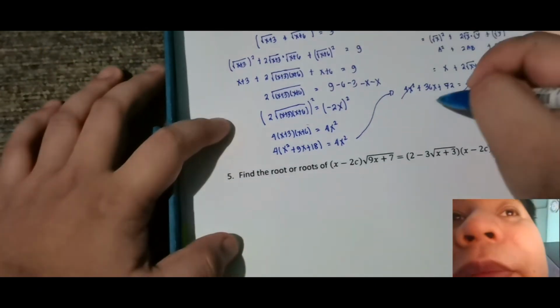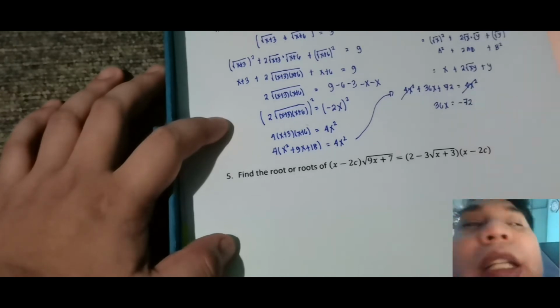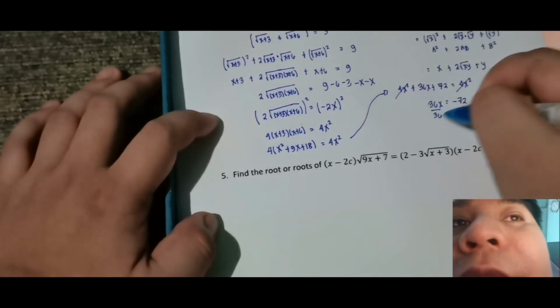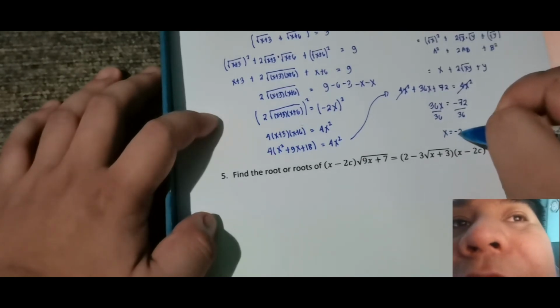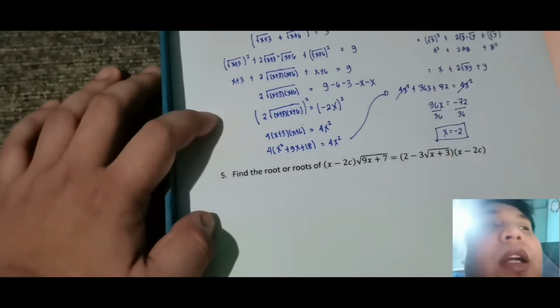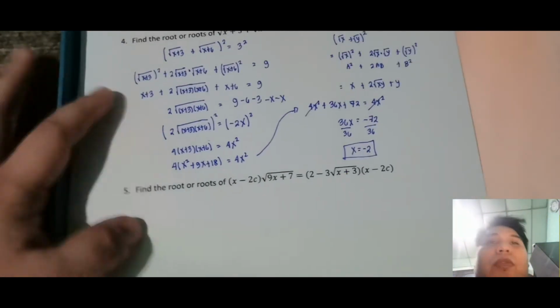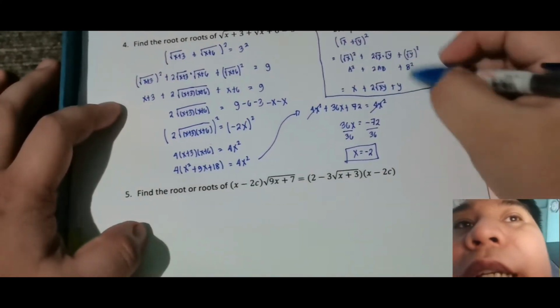So matitira na lang, this is 36x equals negative 72 kasi transpose ko sa kabila. Then divide both sides by 36 and 36. Then x is equal sa negative 2. Okay, so therefore the value of x is equal sa negative 2. So tanggalin ko rin to. Check na natin, checking.